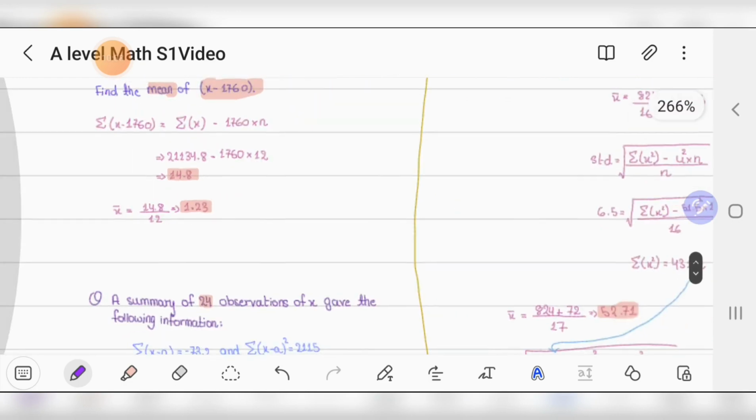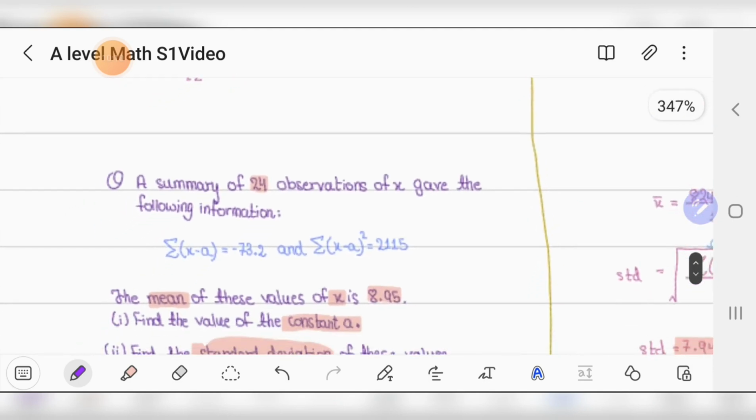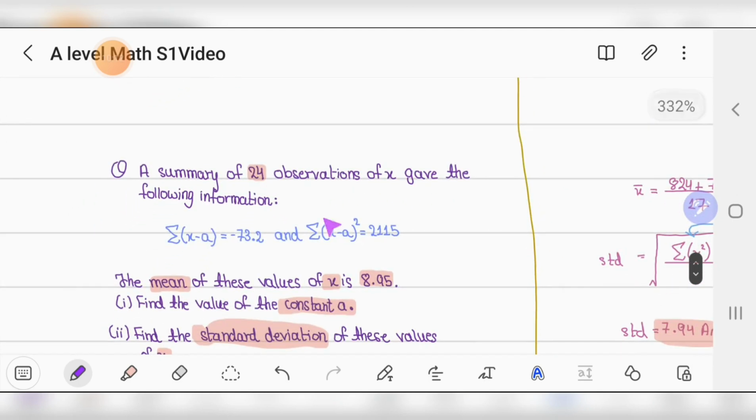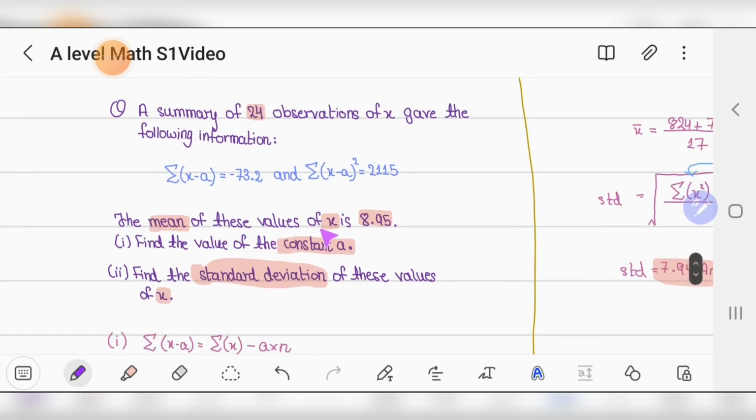Okay, another question is a summary of 24 observations of x, which gives the following information. So you got this and you got this. The mean of these values x is 8.95, the mean of x only, not this. Find the value of the constant a. So you got 24 observations and you got the mean.